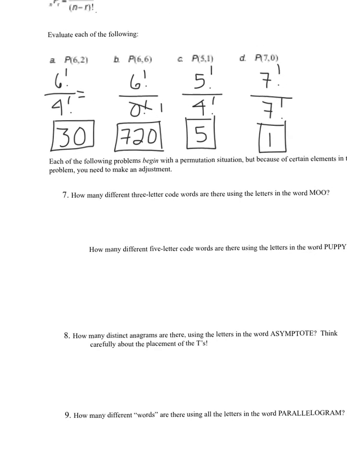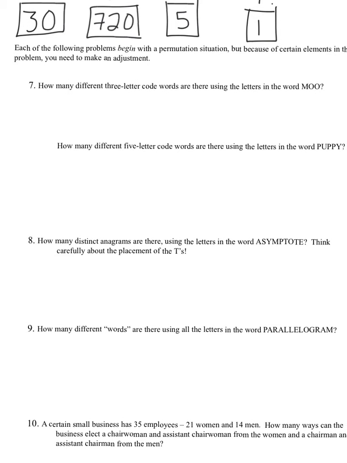And how many different 3-letter code words are there using the letters in the word moo? Well, this is quite different than fun, isn't it? Because fun, we knew, would be 3 factorial. If we did 3 factorial over here, we would claim to have 6 possibilities here. But, right, so if we did what we had done before, that would give us 6 possibilities.